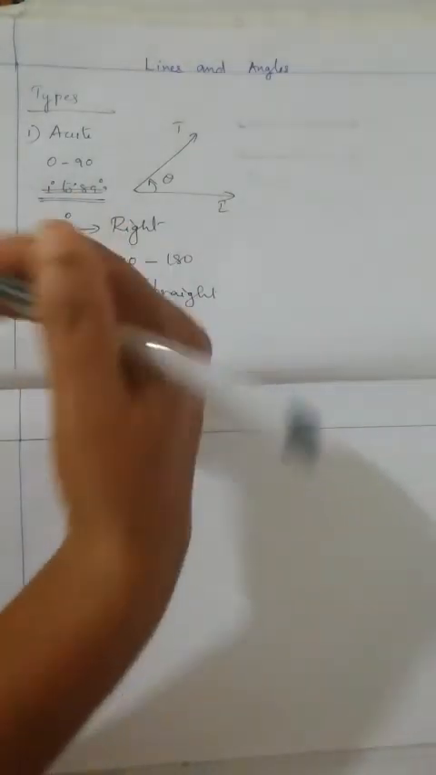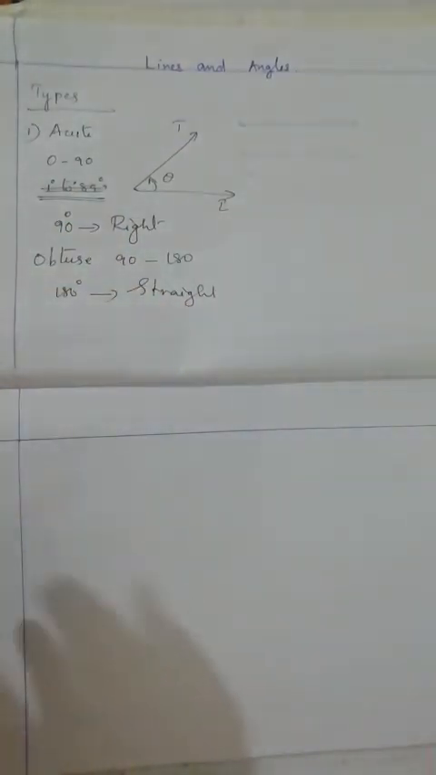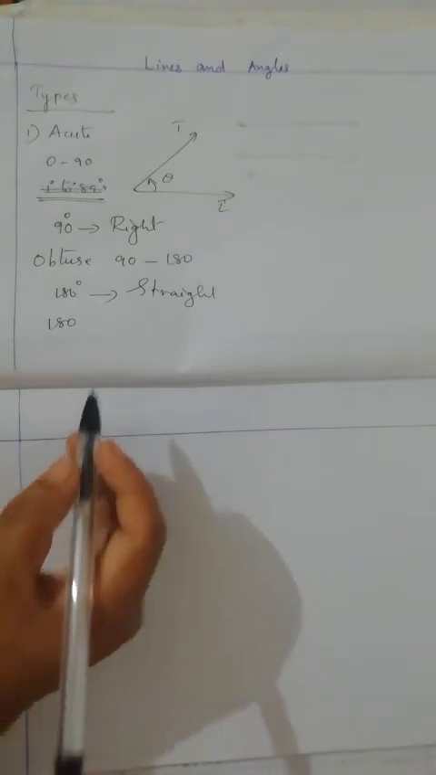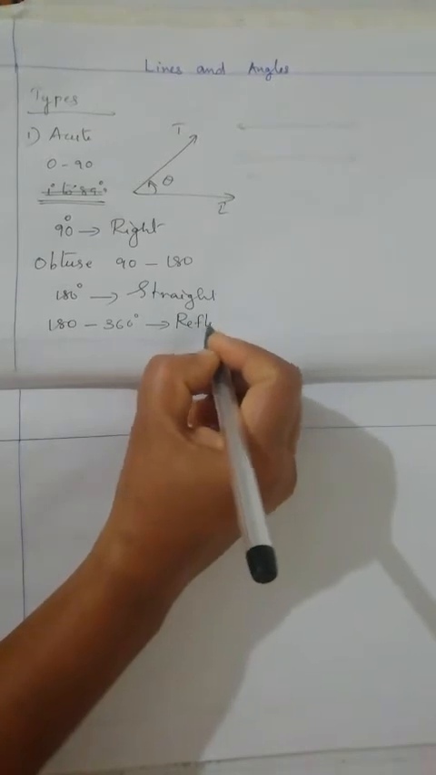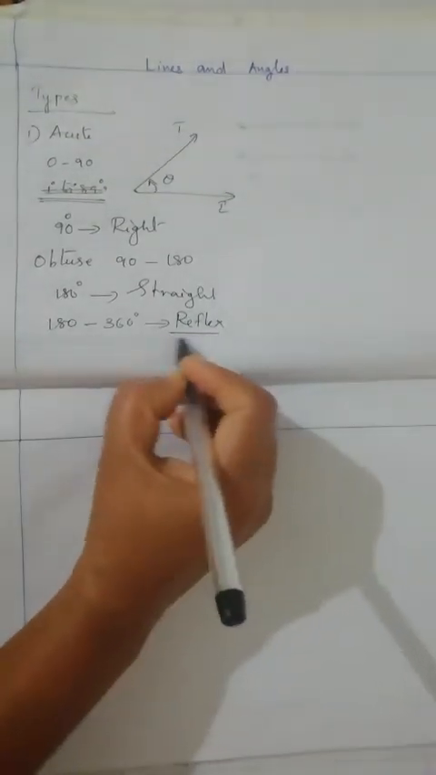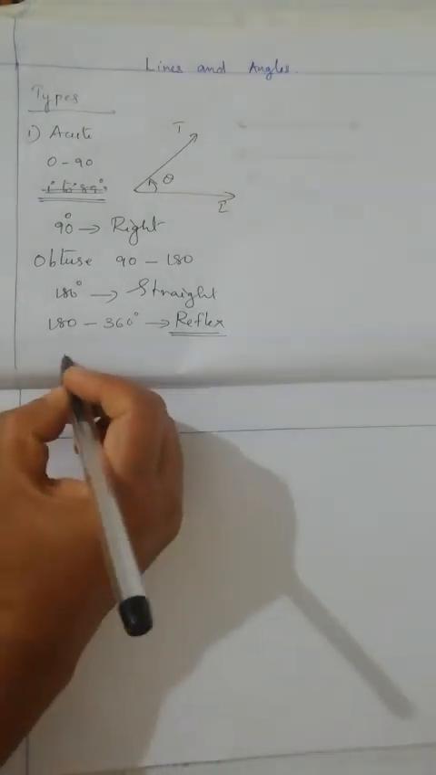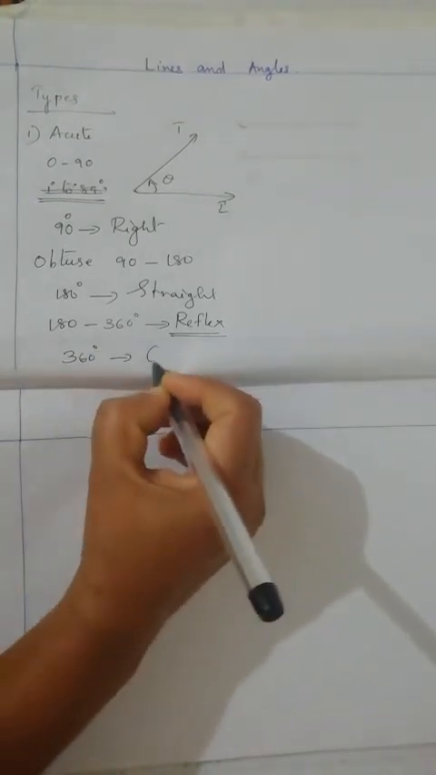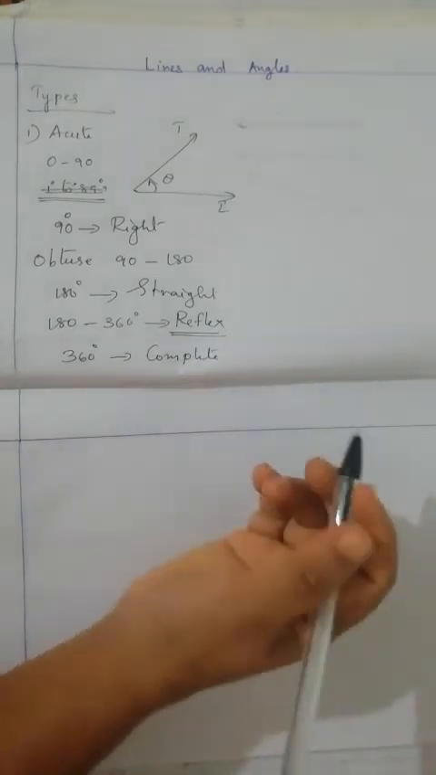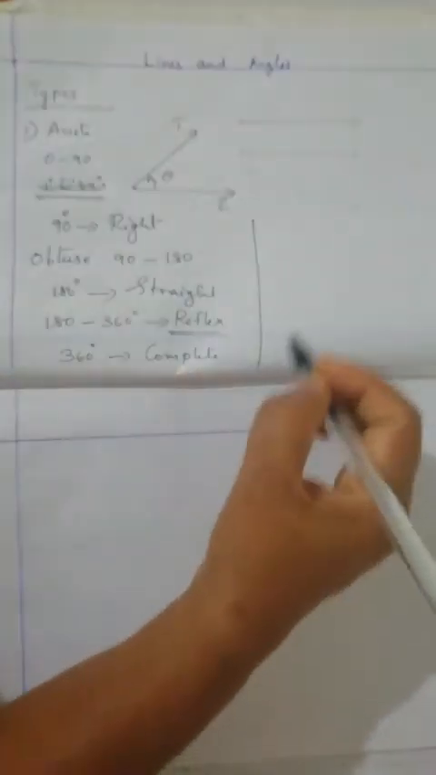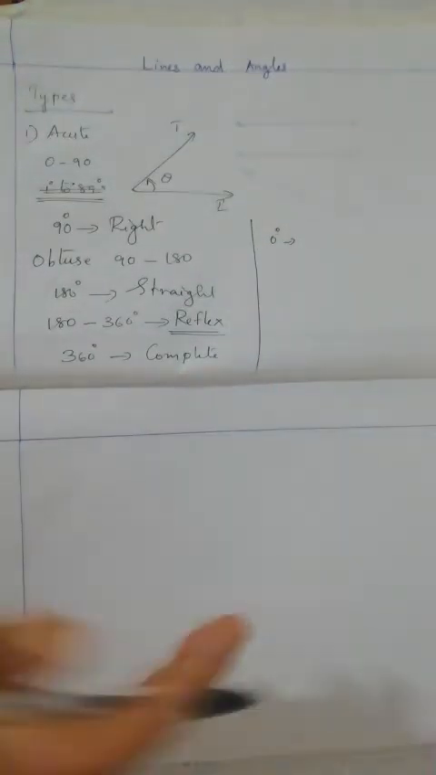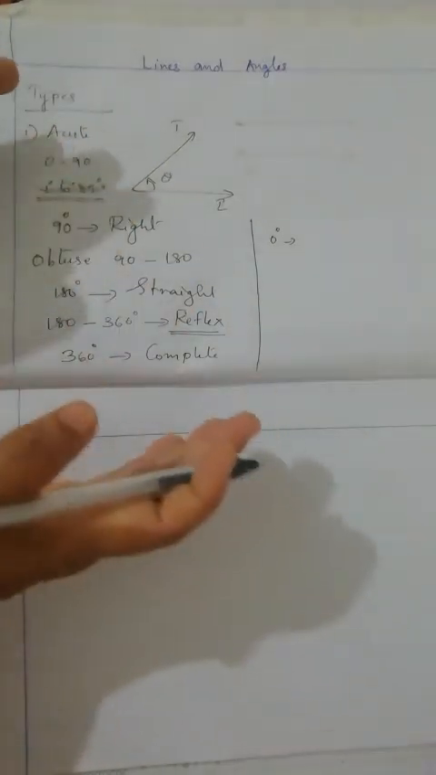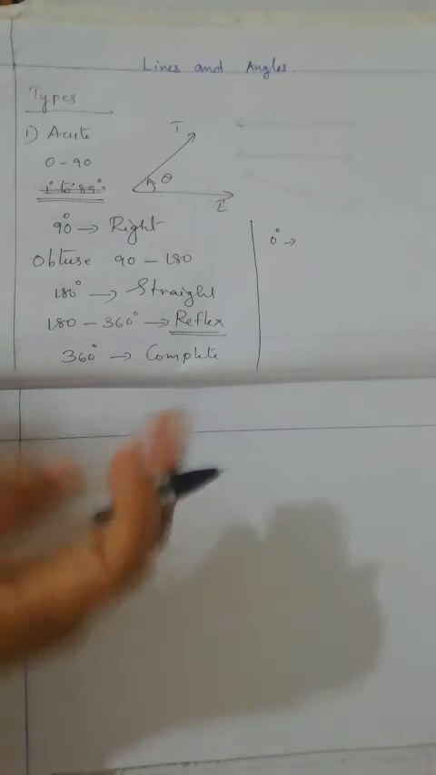Then from 180 to 360, all angles are reflex angles. Exactly 360 degrees we call a complete angle. All this we studied; we are revising the portions. And exactly 0 degrees is the zero angle. These are the different types of angles. All these are the basic previous knowledge we checked.